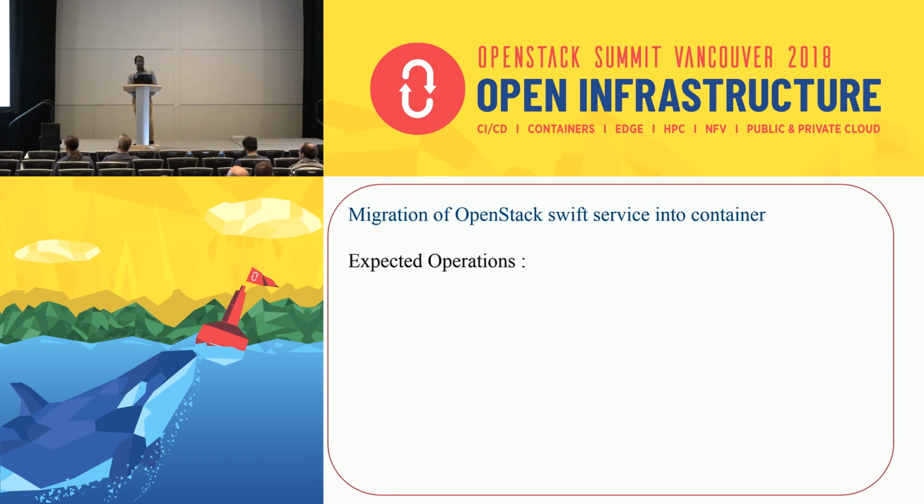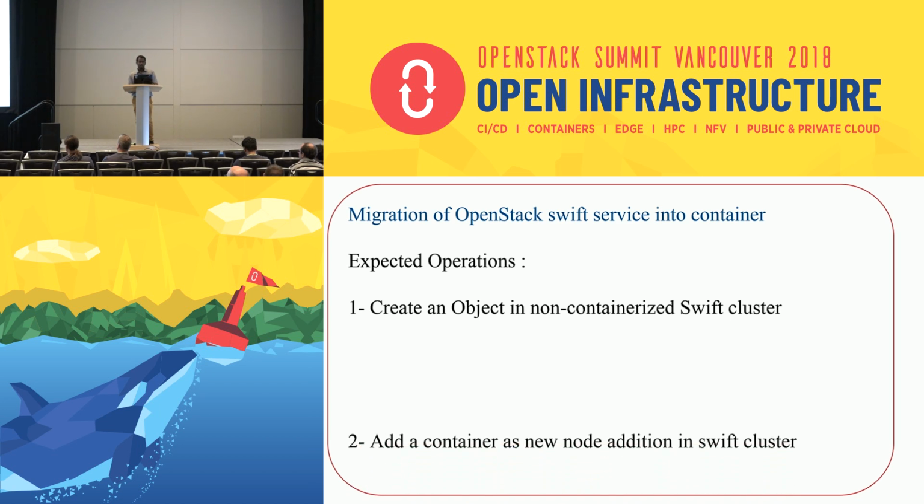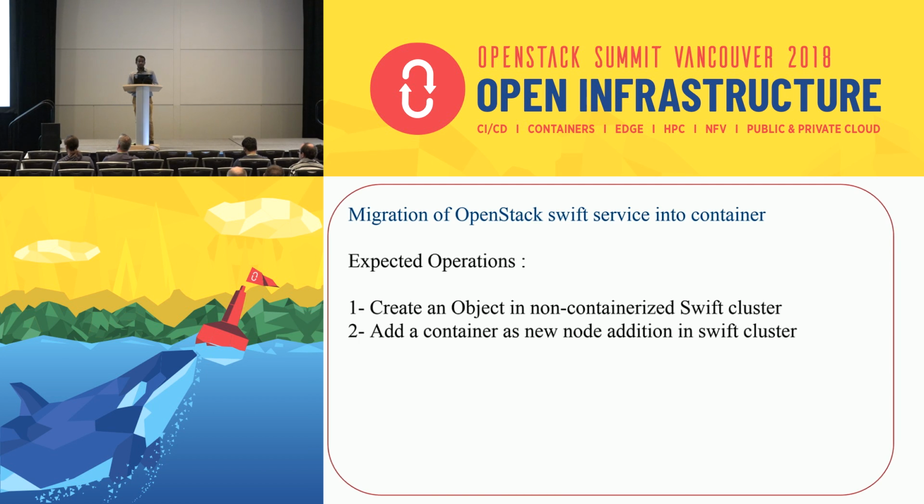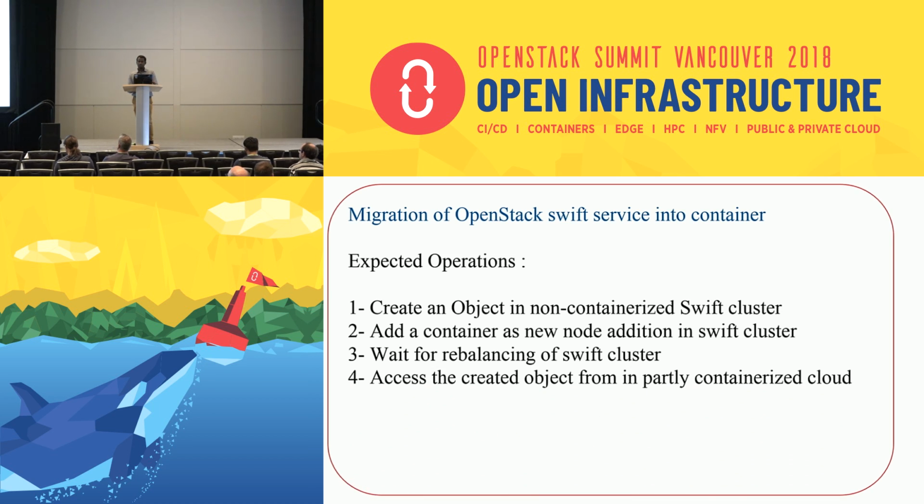So what is the expected operation, and what will we be doing with the Swift migration with Kolla? We create an object in the non-containerized deployment, and add the container as a new node in Swift, and then we wait for rebalancing of the object we created. If the data is not large, we just need to wait, and then you can fire the request again on the containerized Swift service to access the same object you created in your old cloud.